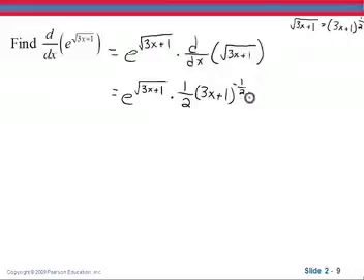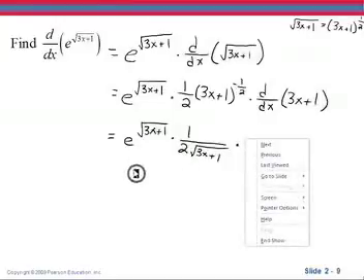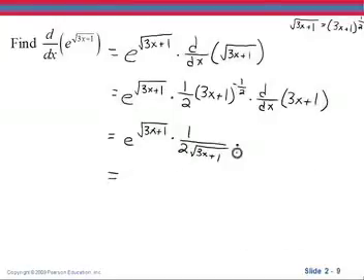But now since we had an outside function and an inside function, we're going to apply the chain rule again and take the derivative with respect to x of 3x plus 1. So this is e to the square root 3x plus 1 times 1 over 2, and if I make this a positive exponent, I can bring it to the denominator, so that's the square root of 3x plus 1 in the denominator, times the derivative of 3x is 3, and the derivative of 1 is 0, so times 3.